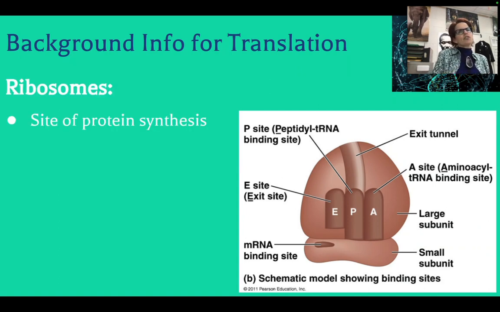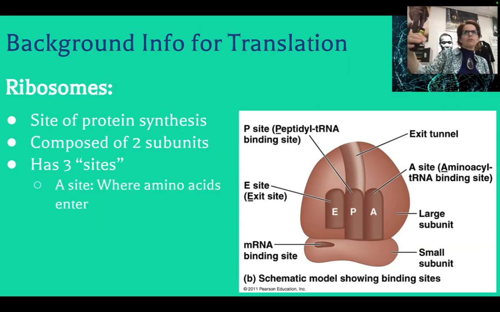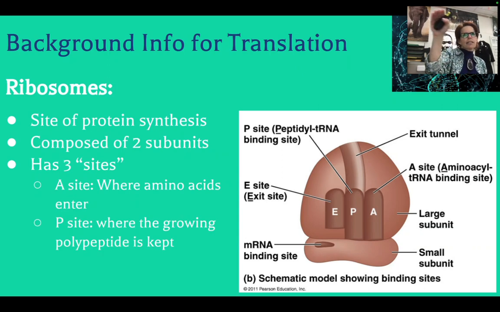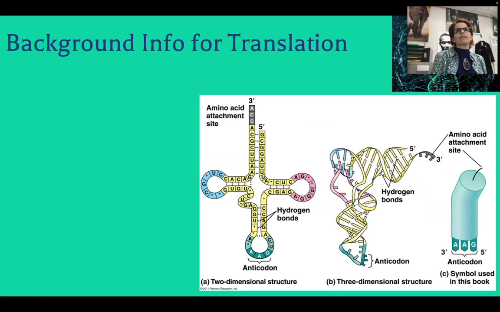Okay, and then this is just a diagram of a ribosome. It's got 2 subunits, the big subunit on the top and then the small subunit. It's got 3 sites, the EPA. So the A site is where the amino acids come in from the left. The P site is where the polypeptide is kept. And the E site is where the trucks leave, where the tRNAs leave.